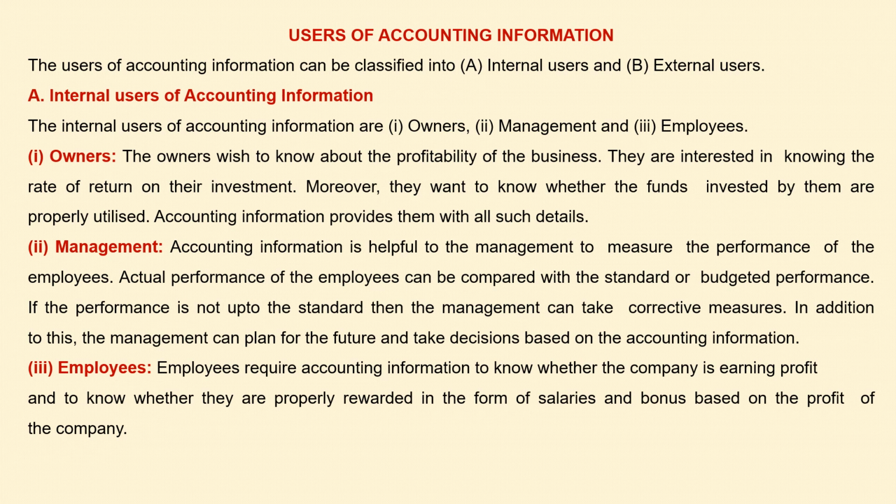Then second one, management. Accounting information is helpful to the management to measure the performance of the employees as well as the performance of the company with respect to profit. Actual performance of the employees can be compared with the standard or budgeted performance. If the performance is not up to the standard, then the management takes corrective measures. In addition to this, the management can plan for the future and take decisions based on the accounting information.